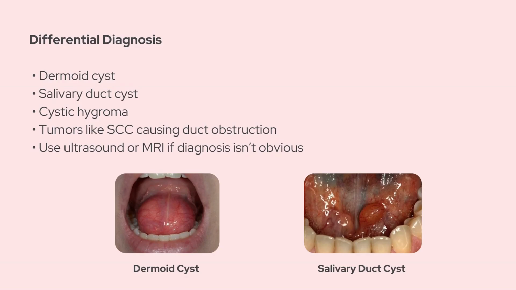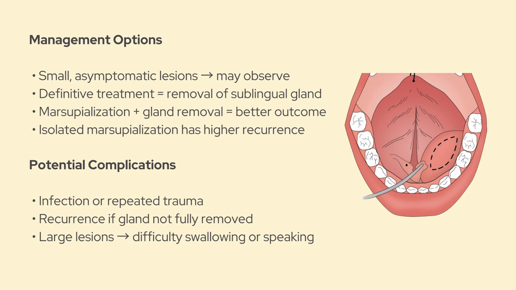Now, other things can totally look like a ranula, like dermoid cysts, salivary duct cysts, cystic hygromas, or even in rare cases, tumors like squamous cell carcinoma that block ducts. So if the diagnosis isn't clear, especially with deeper or plunging ones, ultrasound or MRI can really help. As for treatment, well, if the lesion's small and not causing problems, sometimes observation is enough. But for symptomatic or recurrent cases, the best option is to surgically remove the sublingual gland, since that's the source of the mucin. That's the most definitive.